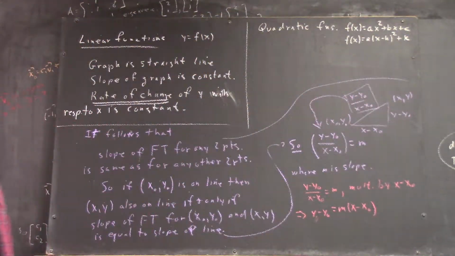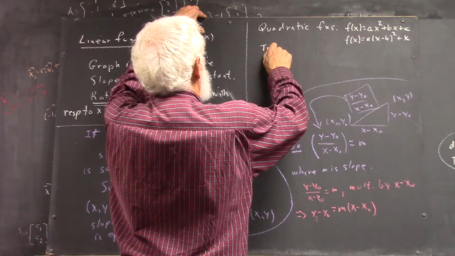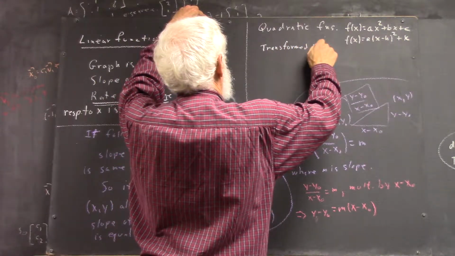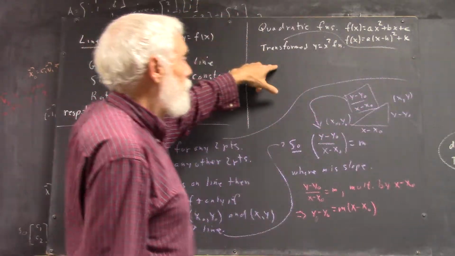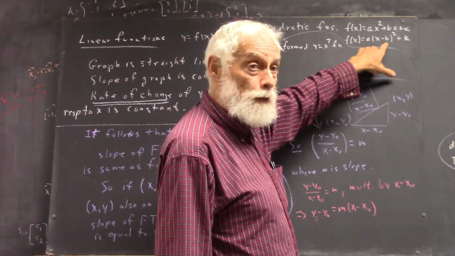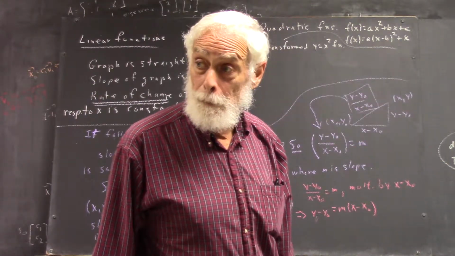you should recognize is the form that tells you exactly how this is transformed from the basic y equals x squared function, right? So, it's a transformed y equals x squared function, and the vertical stretch is a, the horizontal shift is h, and the vertical shift is k, right?